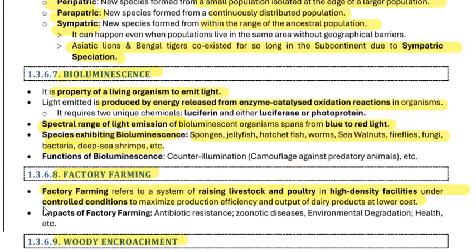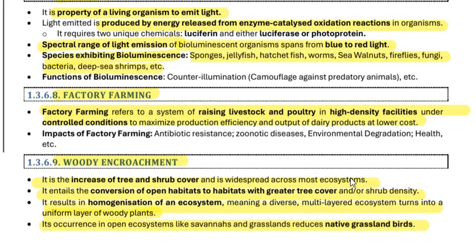Next is factory farming. What is factory farming? Factory farming refers to a system of raising livestock and poultry in high density facilities under controlled conditions to maximize production efficiency and output of dairy products at lower cost. It is nothing but producing large livestock in a small area. What are the different impacts of factory farming? Antibiotic resistance will develop, zoonotic disease can spread, environmental degradation, and health impact will be there. These are the impacts of factory farming.